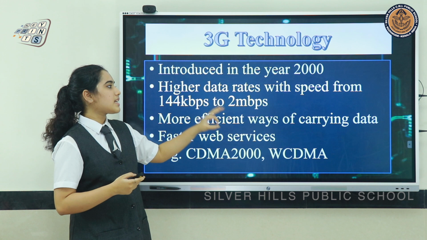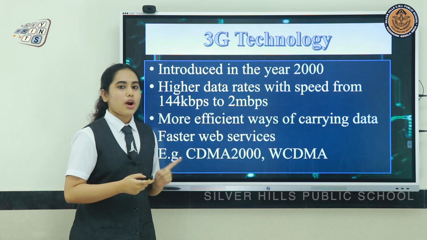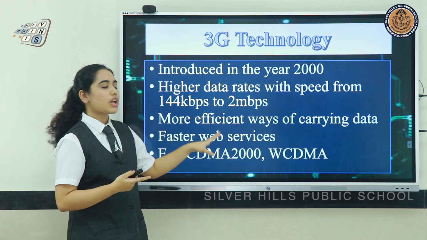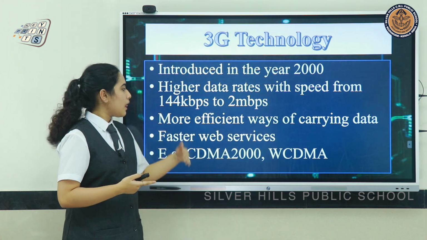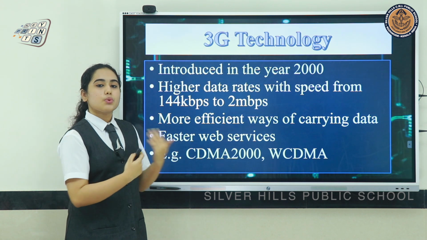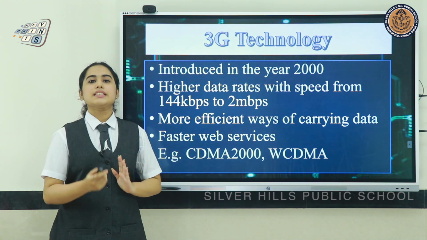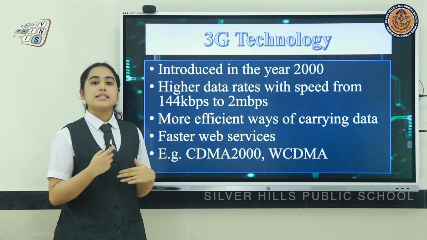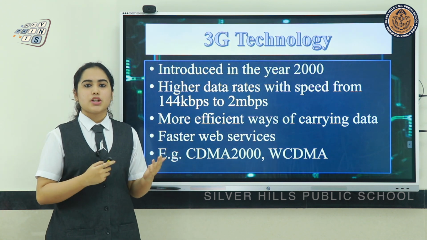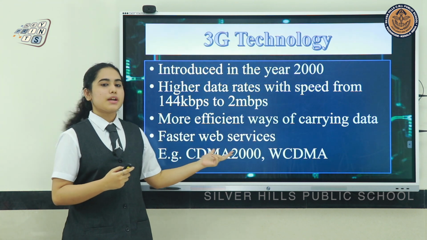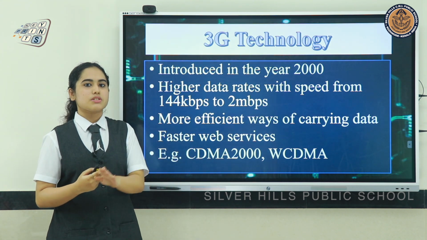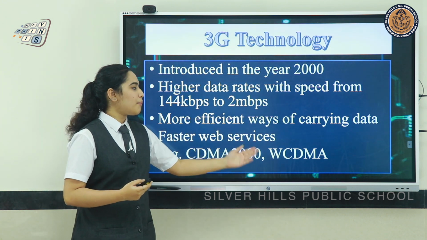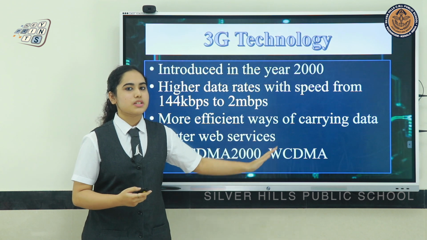And we have higher data rates. In 1G it was 2.4 Kbps, in 2G it was 64 Kbps, now we have 144 Kbps to 2 Mbps. And we have more efficient ways of carrying the data. And 3G technology provided faster web services. So internet connection was there in 3G technology. Examples are CDMA 2000. We learned what CDMA is, code division multiple access. 2000 because it was introduced in the year 2000. And WCDMA, W is wideband code division multiple access.